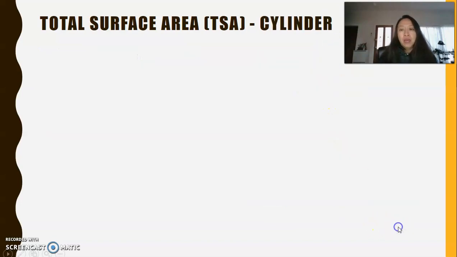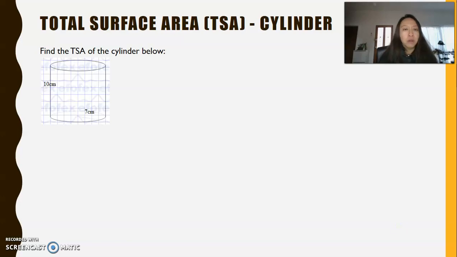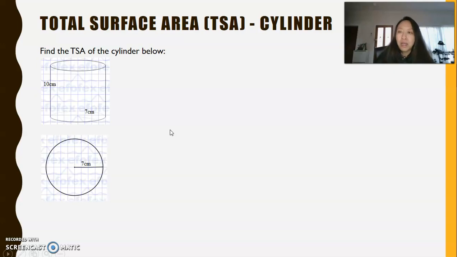Now, TSA for a cylinder. For example, if we have an exercise to find the total surface area of the cylinder below, the first thing we need to understand is the area and the circumference of a circle. The area of a circle is pi r squared. That's the formula. If you substitute 7 in this situation, our radius is 7. This circle is the bottom of the cylinder. So pi times 7 squared will give us 49 pi centimeters squared.